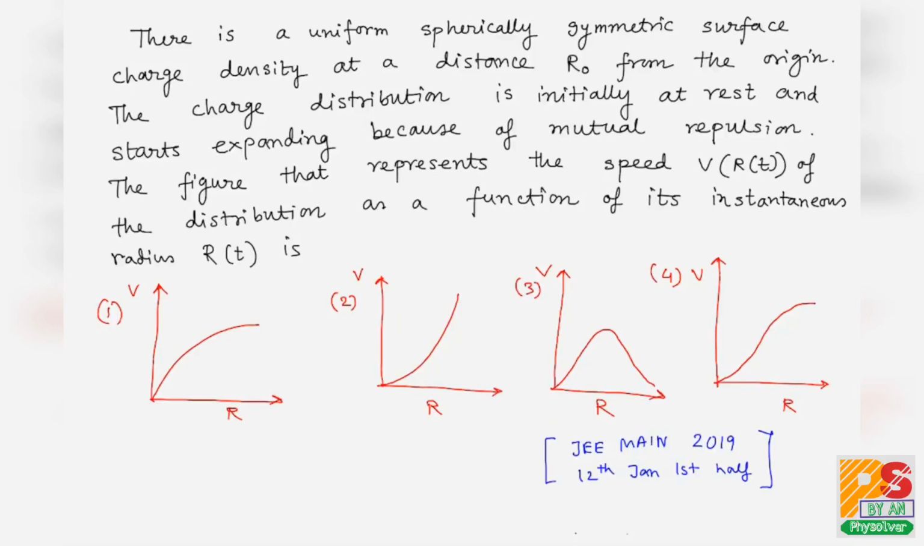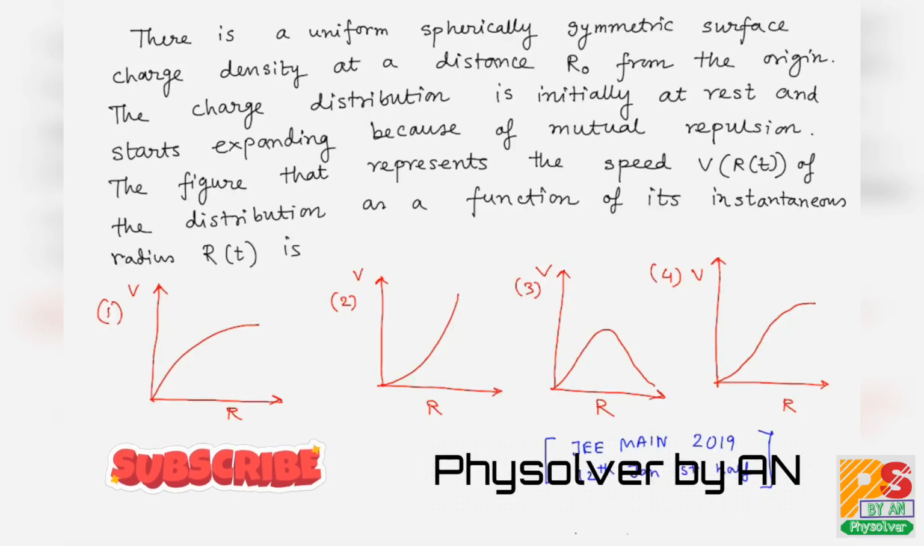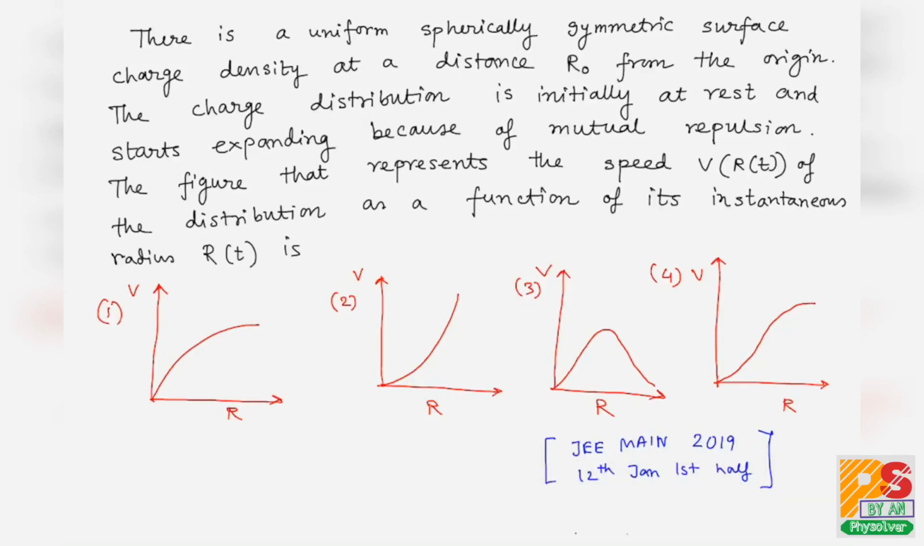Hello students, the question is: there is a uniform spherically symmetric surface charge density at a distance r0 from the origin. The charge distribution is initially at rest and starts expanding because of mutual repulsion. The figure that represents the speed v of the distribution as a function of its instantaneous radius r is. The options are given. This question is taken from JEE Mains 2019, 12 January, first half. Okay, read the question again.